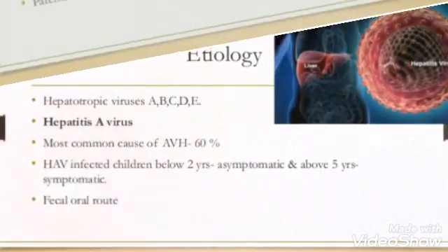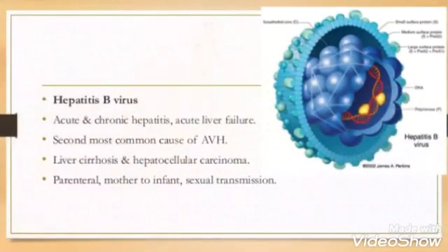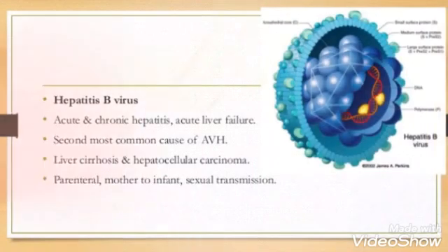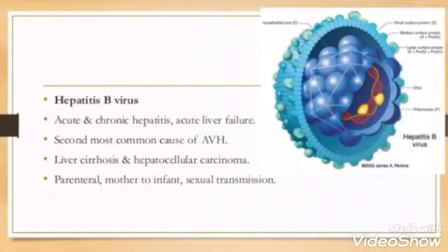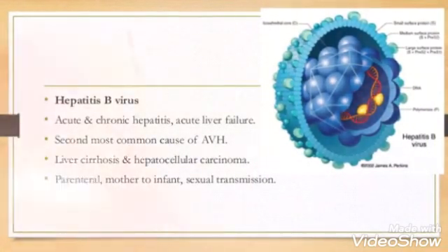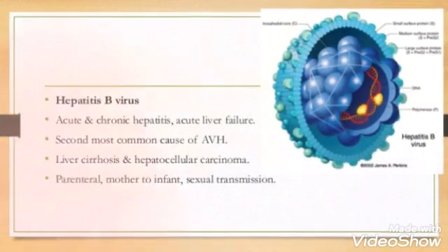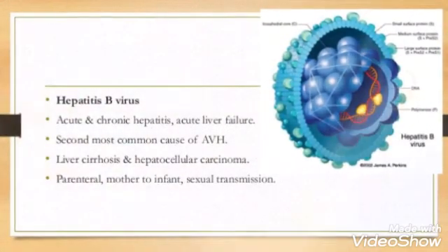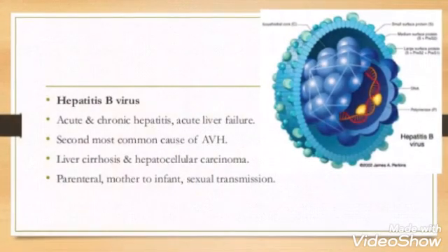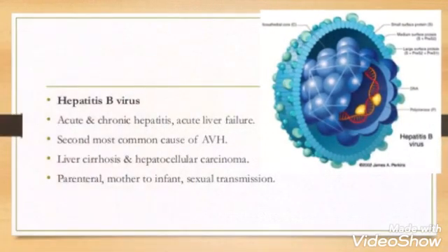Then next is hepatitis B virus. Acute and chronic hepatitis, acute liver failure. So hepatitis B is the cause for acute and chronic hepatitis and acute liver failure. It is the second most common cause of AVH. The first one was hepatitis A virus, the second one is hepatitis B virus.